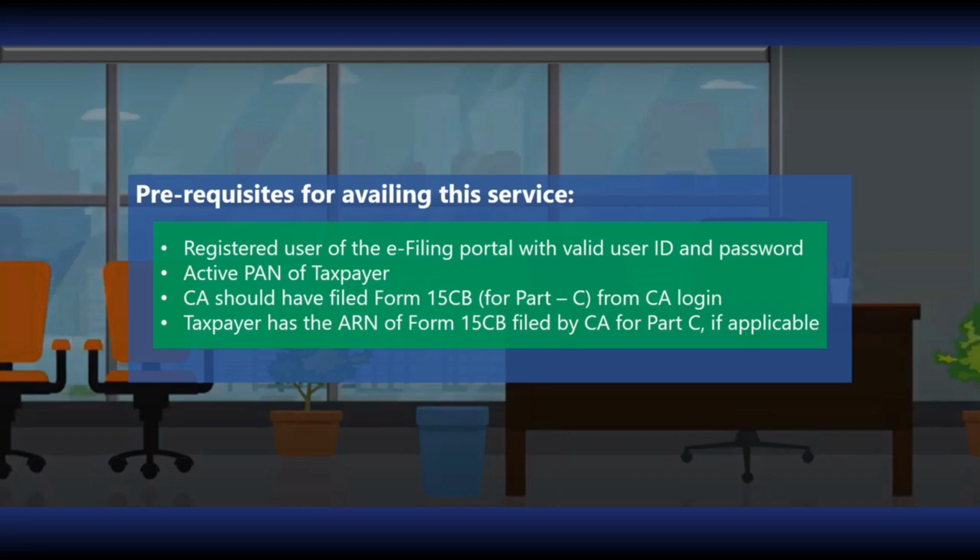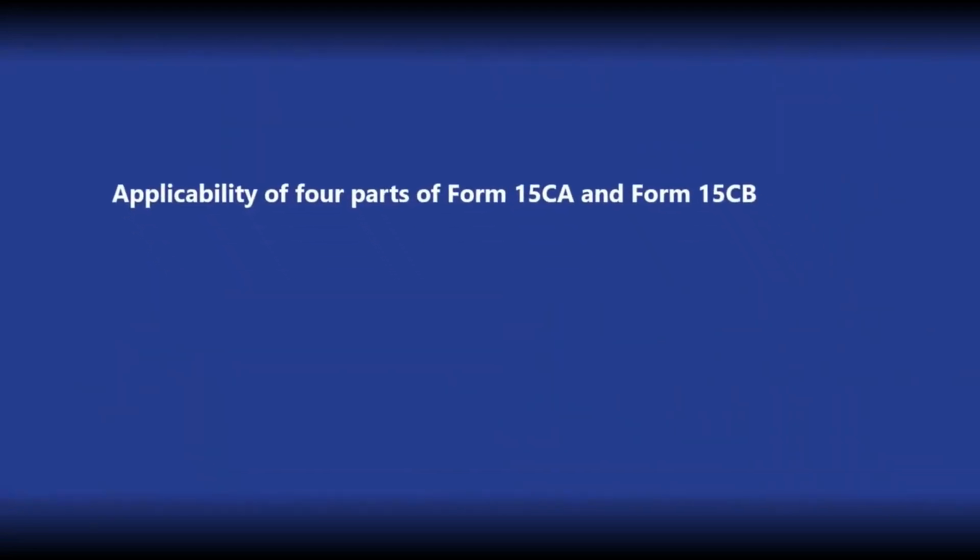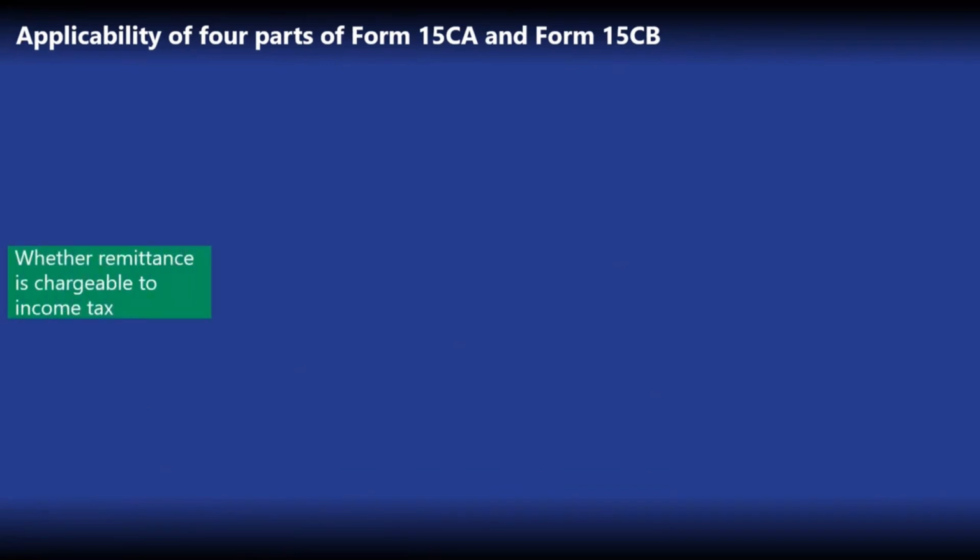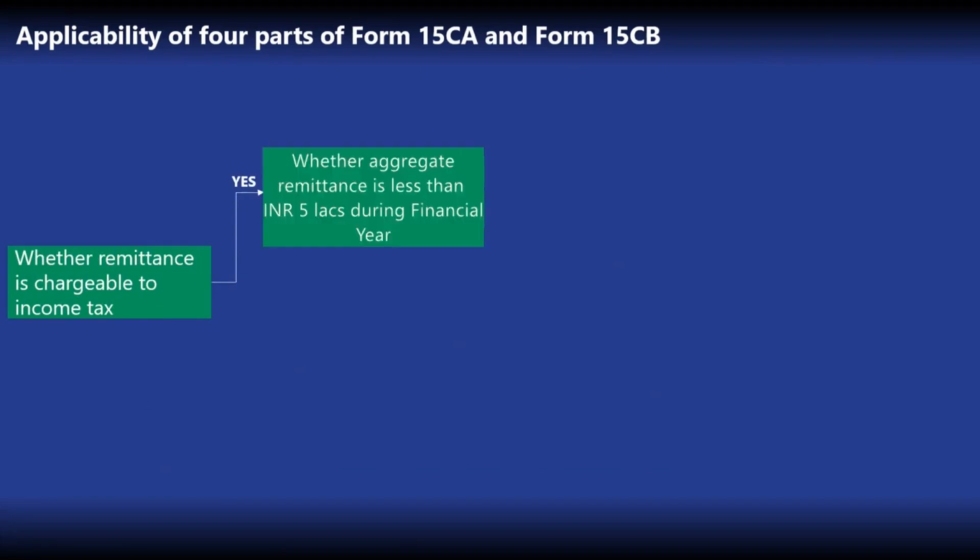To understand the applicability of 4 parts of Form 15CA and Form 15CB, please check whether the amount of remittance is chargeable to income tax. If the amount of remittance is chargeable to income tax and the amount is less than Rs 5 lakhs during a particular financial year, Part A of Form 15CA is required to be filed. Form 15CB will not be applicable.